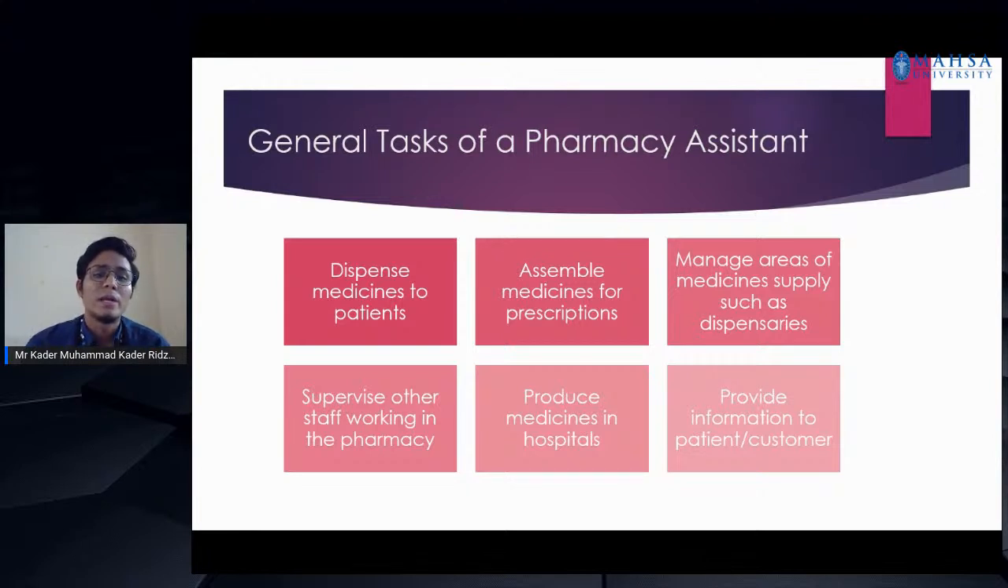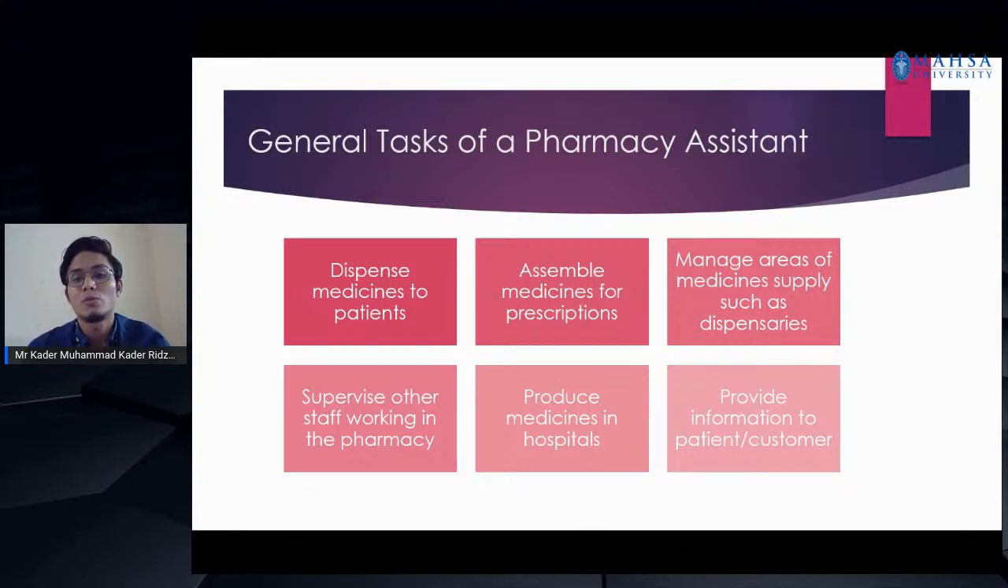Next is produce medicine in hospitals. There are certain times when the medication is not available as a liquid preparation. For example, with pediatric patients, kids or children who need to use syrup, the available preparation may only be tablet. So we break the tablet and mix it with syrup. That is what is meant by produce medicine in hospital.